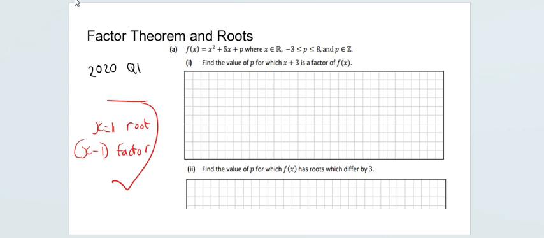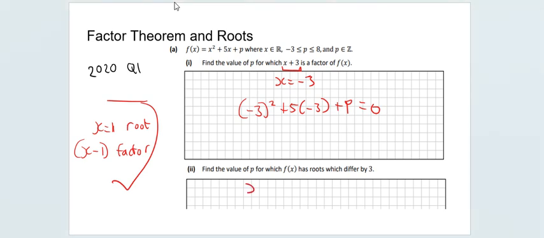So here, find the value of p for which x plus 3 is a factor. What you need to know is that if x plus 3 is a factor, well then x equals minus 3 has to be a root. So if it's a root, then it should satisfy the equation. So you can just sub it in and let it equal 0. So minus 3 squared plus 5 times minus 3 plus p is equal to 0, and then you can just solve it out and move across and see what p is. So that works out the value of p.